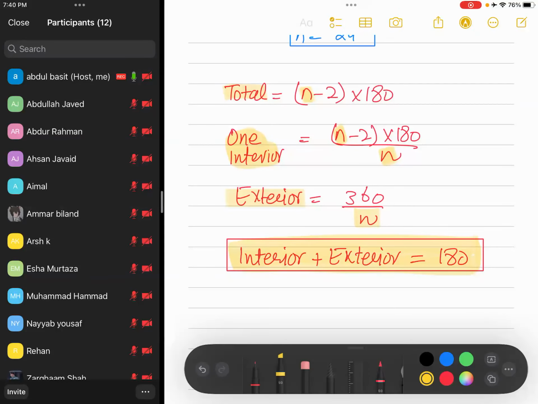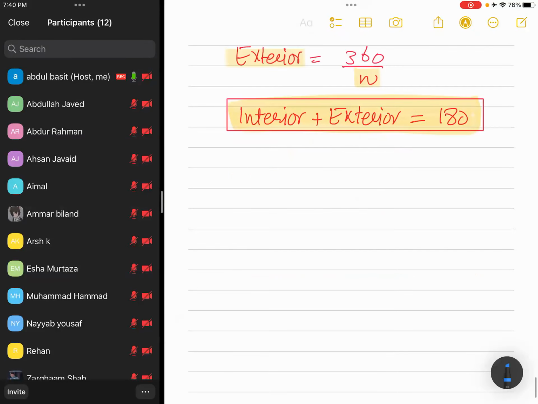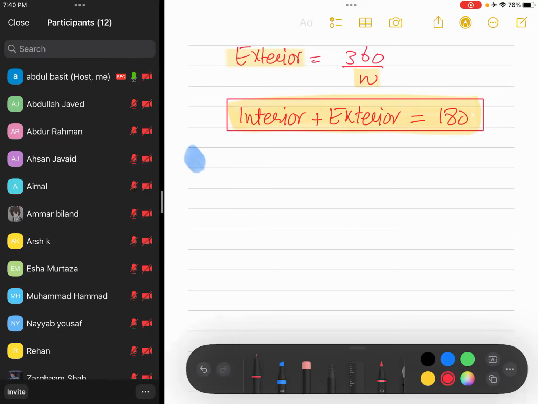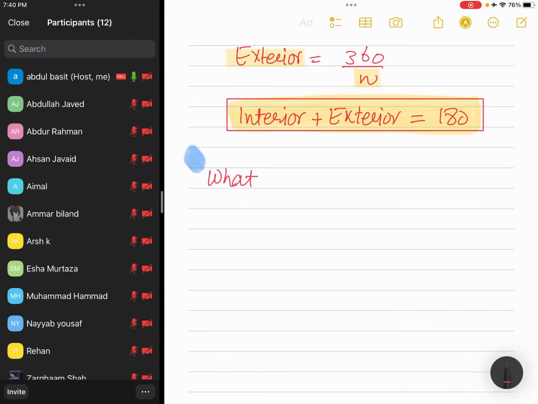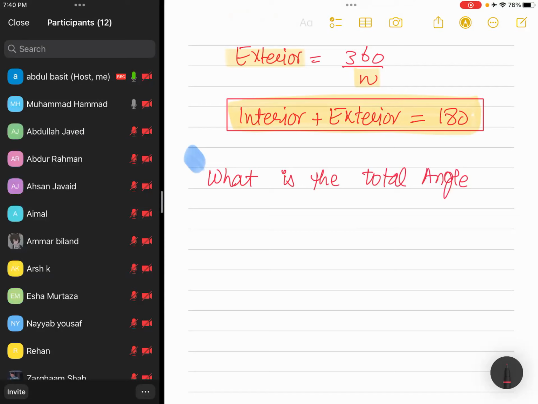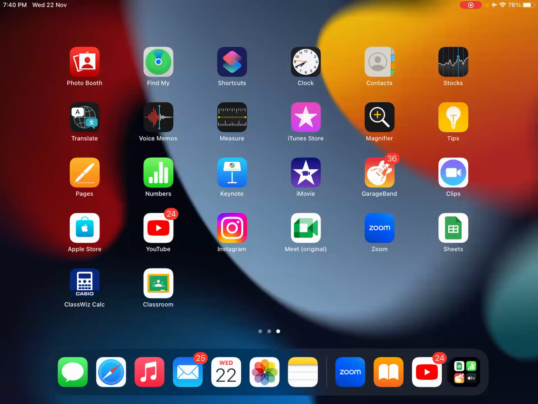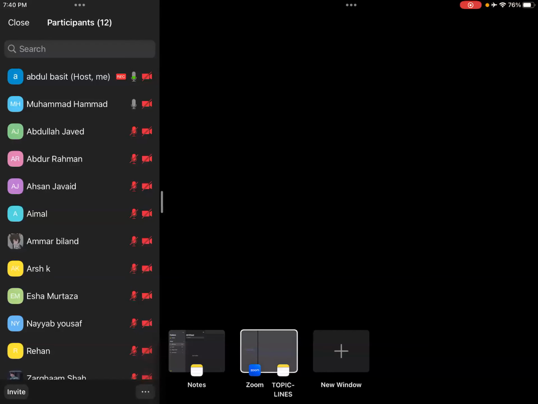What is the question, beta? What is the total angle of a square? 360. Beta, what is the total angle of a square? 360. Yes, sir. Okay.